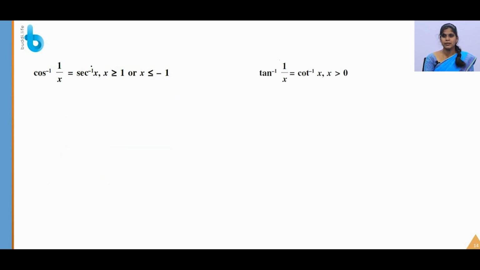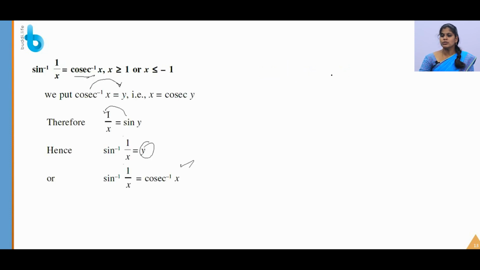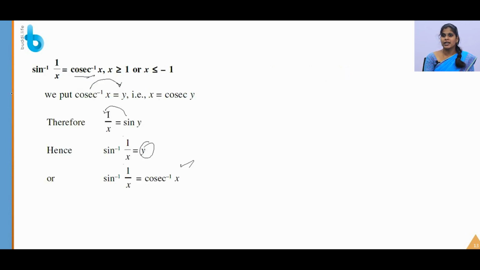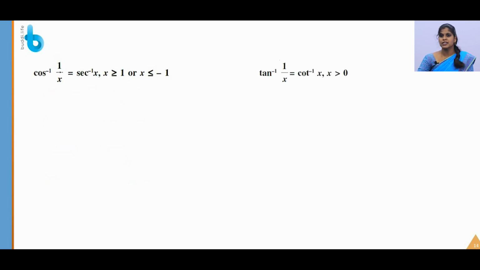So hence similarly, see, cosecant inverse of 1 by x equal to secant inverse of x, where x is greater than equal to 1 or x is less than equal to minus 1, and tan inverse of 1 by x equal to cot inverse of x, where x is greater than 0. Okay, the same way you can prove these too also. So these three properties are of angle 1 by x: sine inverse of 1 by x is cosecant inverse x, cos inverse of 1 by x is secant inverse x, and tan inverse of 1 by x is cot inverse x.